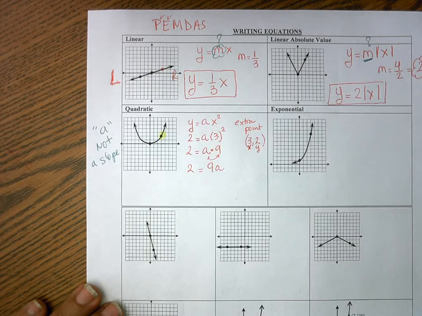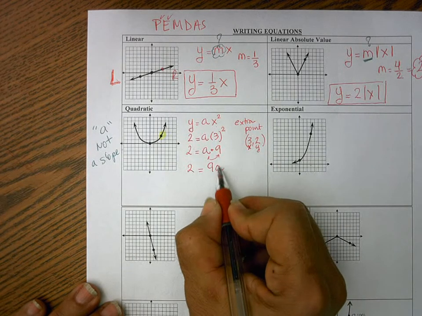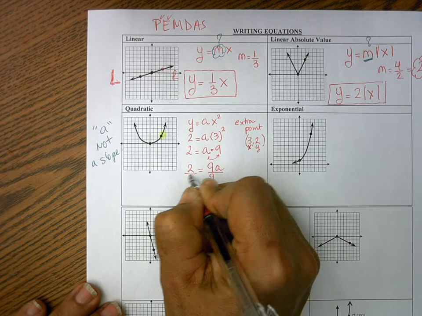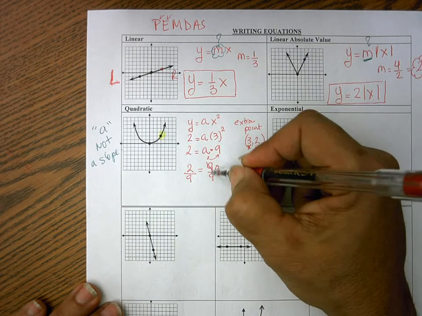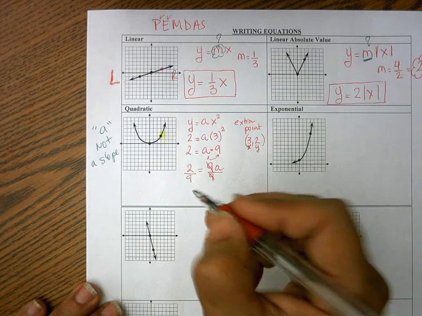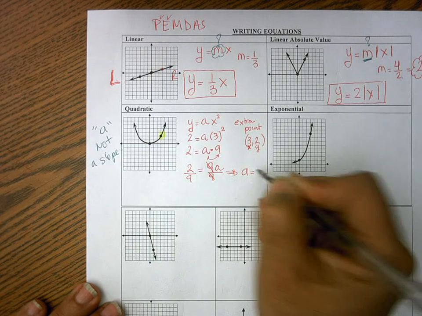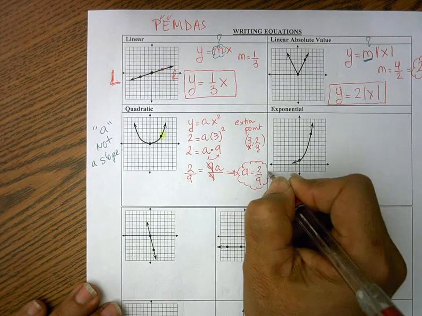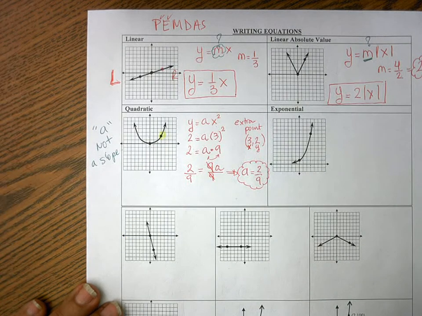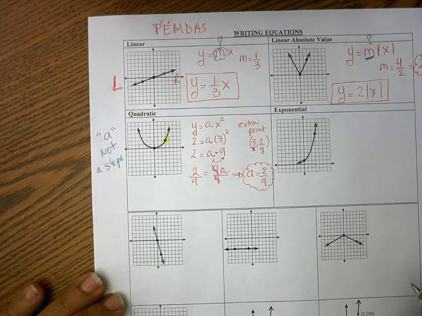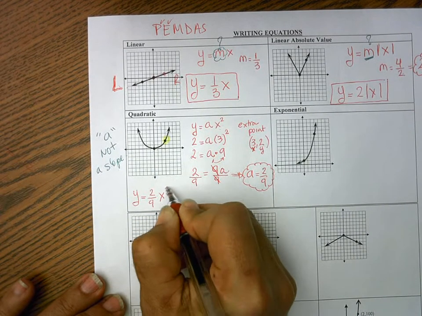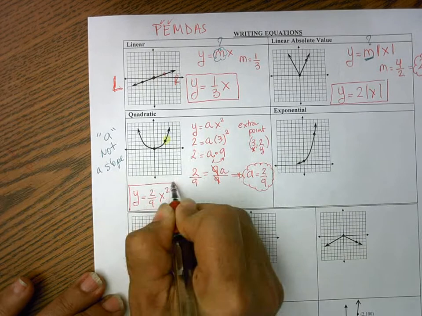Now I want to get the variable a by itself, so I'm going to divide by 9. Divide by 9 here, divide by 9 here. 9 divided by 9 equals 1a. So that tells me that a equals 2/9. There we go, now I know what a is. It was definitely not up to 3. Now I can write my equation: y equals 2/9 x squared. And that is our final equation for the parabola, for the quadratic.